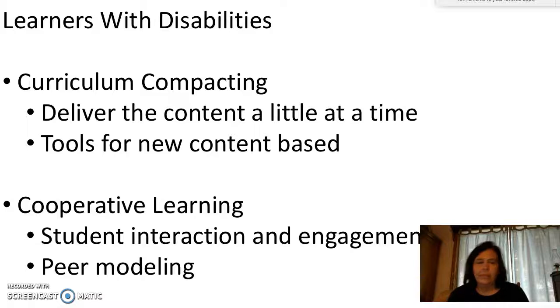Cooperative learning. This is helpful for learners with disabilities because it allows student interaction and engagement in a small group setting, and it also allows peer modeling.